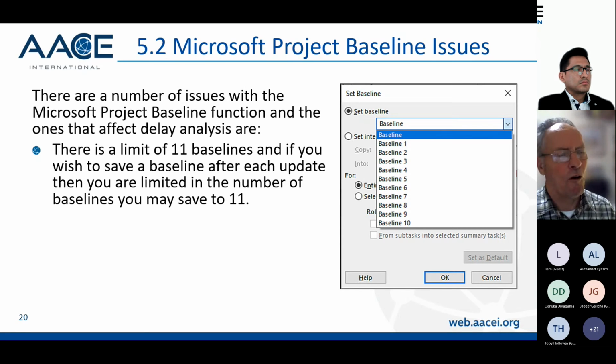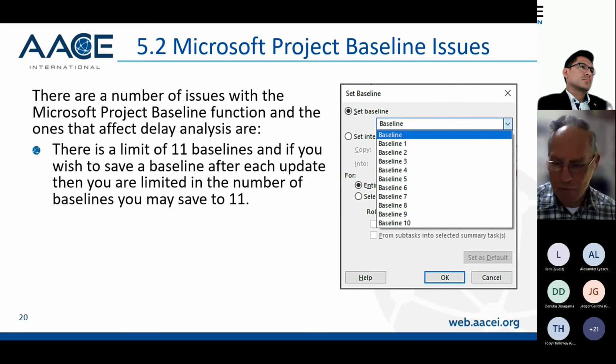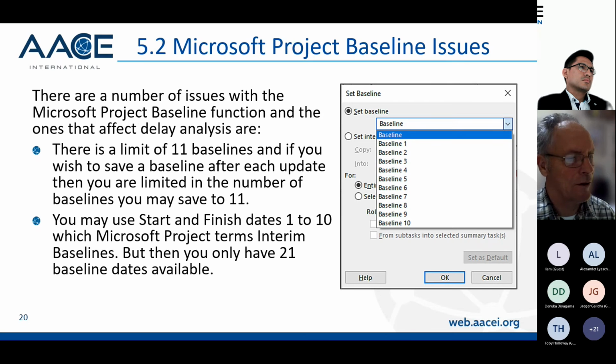For example, I've been involved in projects that have gone for 4 years, and we've updated the project every month. So we've ended up with nearly 50 baselines because we've got one for each month, and we can compare one month with another at any point in time. But in Microsoft Project, you do have a limit of 11 baselines, so you've got to be fairly careful about how you use your baselines.